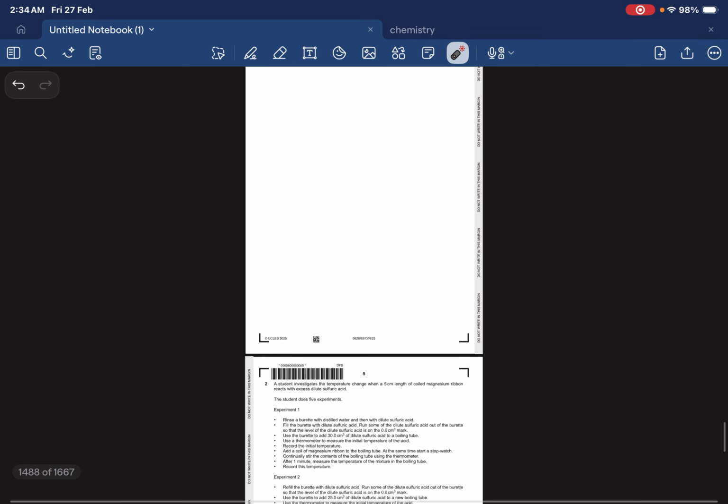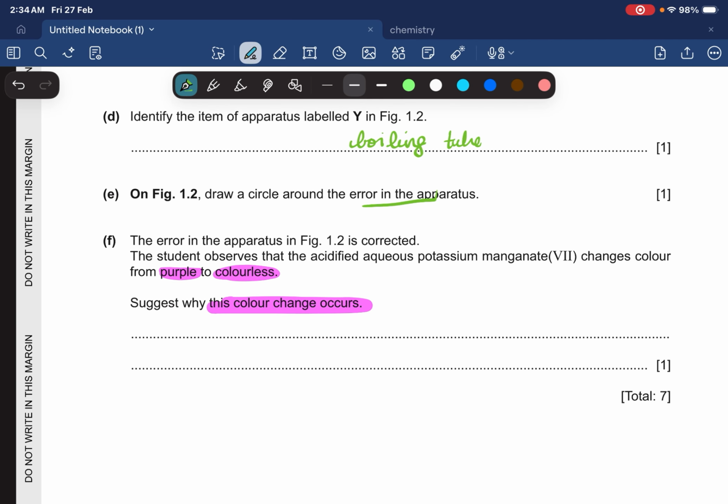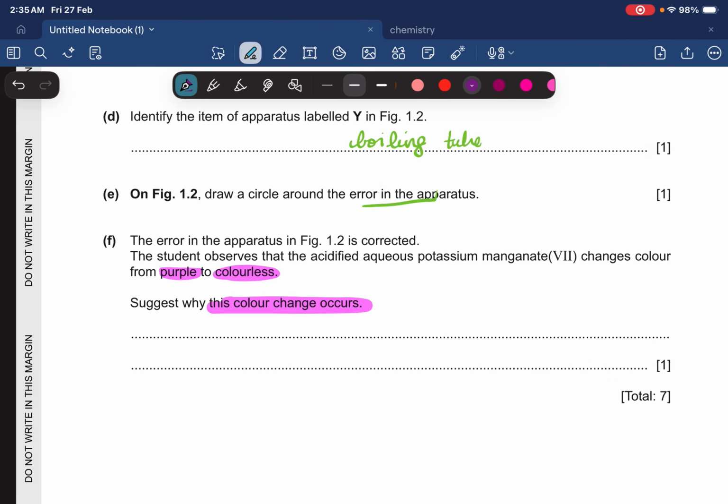So over here we write, suggest why the color changes. Simple. SO2 gas is produced.